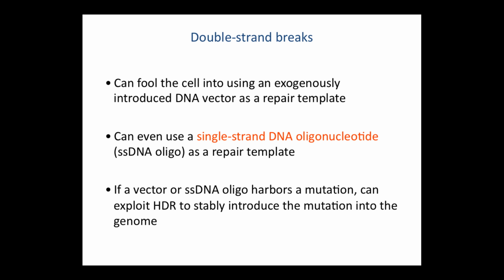You can exploit the homology-directed repair mechanism by providing the cell with large quantities of a traditional double-strand targeting vector. Alternatively, you can provide a single-strand DNA oligonucleotide that matches the sequence around the site of the double-strand break. In either case, you can fool the cell into inserting a mutation into the genome by putting the mutation in the middle of the repair template.